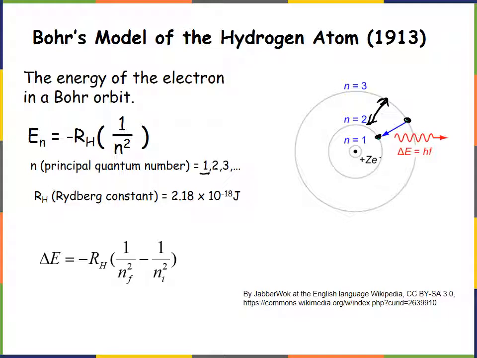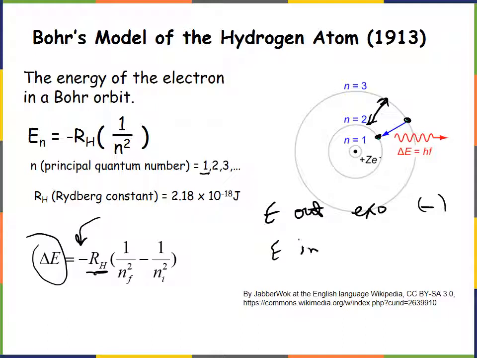And our equation is that the change in energy is equal to a constant multiplied by 1 over n sub f squared, which is the final, minus 1 over n sub i squared, where it's got a negative sign. And it's got a negative sign because we have energy issues. If energy comes out, it is going to be exothermic, and it's going to have a negative value. And if energy goes in and it's being absorbed, it is going to be endothermic, and our energy is going to be positive. And we can plug in and we can solve for things.